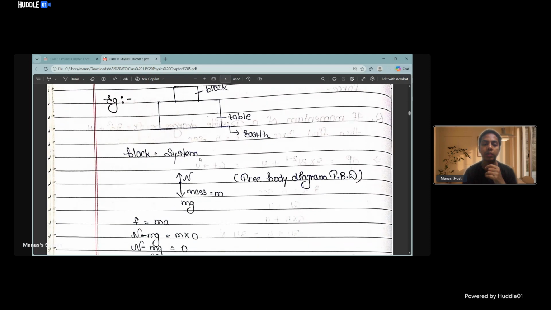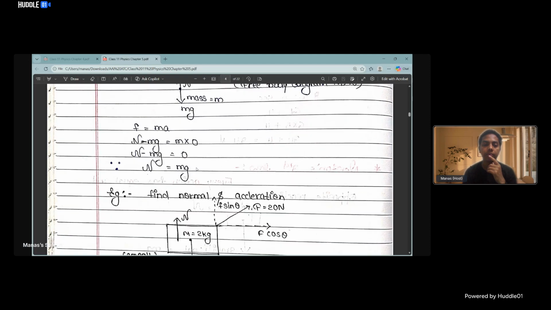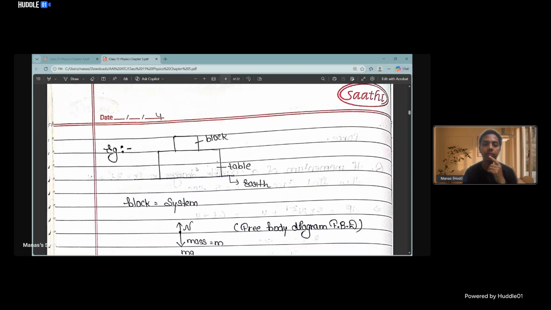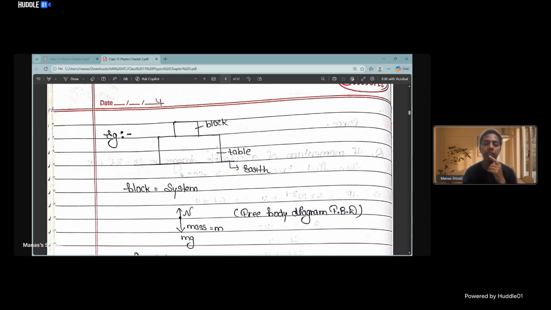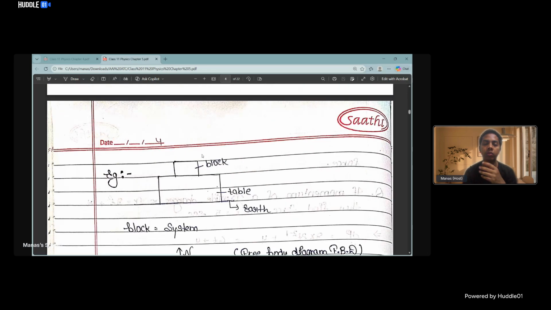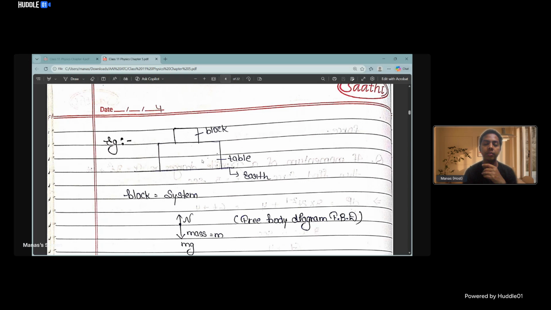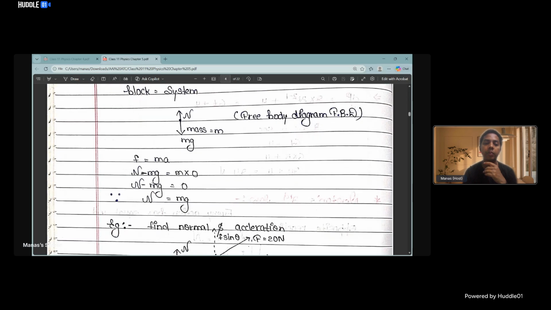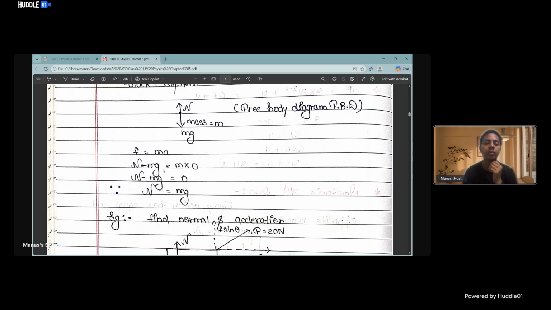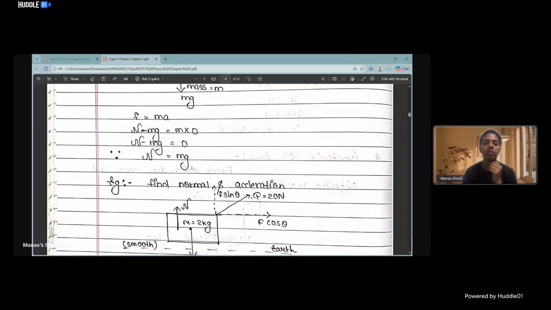So here is an example. First, the system having the same acceleration direction. There is no acceleration here. Then we draw the FBD, the free body diagram. The mass is m with weight mg, so you can write N minus mg equal to m into 0. Now apply Newton's second law, F equal to ma: N minus mg equal to m into 0. So now N equal to mg.